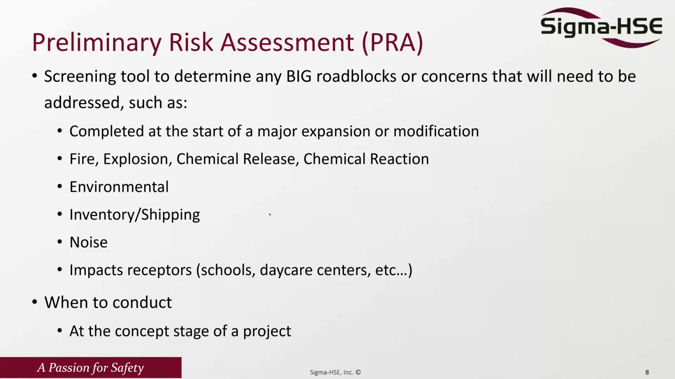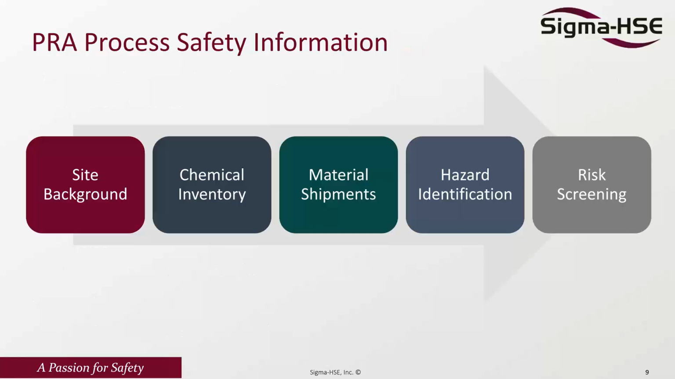So what you'll see is that in each stage of these risk assessments, different levels of process safety information will be required. For the preliminary risk assessment, you'll need to know something about the site, its topography, wind rose data, chemical inventory, shipments, and then a number of hazard identification questions are asked, and they roll up into a preliminary risk screening.